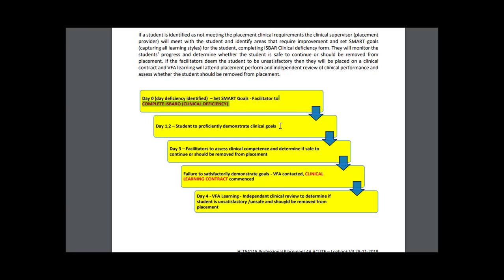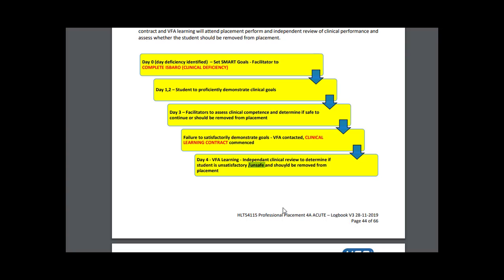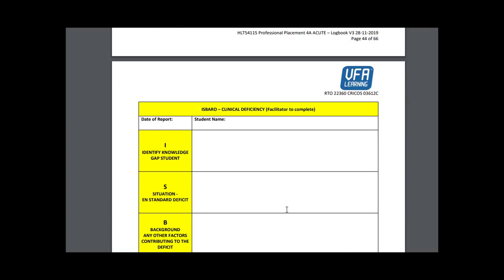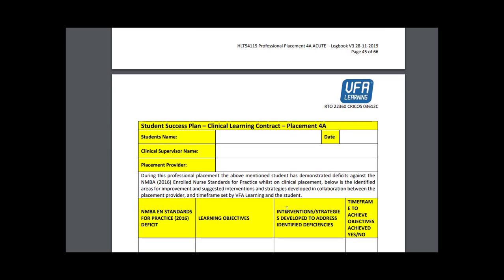Set SMART goals by the facilitator. The student must meet these goals. If they're deemed not to have met them, then the student will go on a learning contract and VFA will become involved, and then VFA will undertake an independent review to assess that student's competence and safety in the workplace and whether they should be withdrawn from placement.